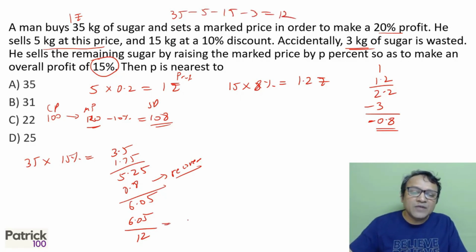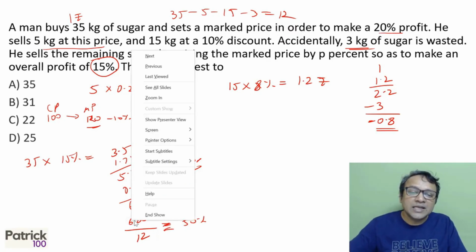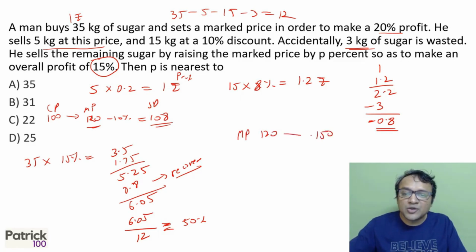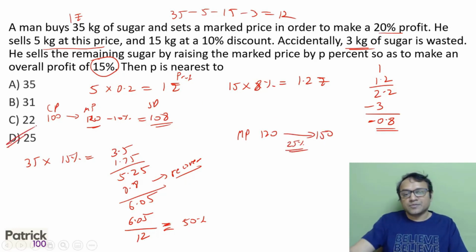So this is approximately 50% profit. 6.05 upon 12 is about 50% profit, right? His mark price is 20% profit, so let's say the mark price is 120, and he wants to sell at 150. How much should he increase by? 25%. So P will become 25, D option.